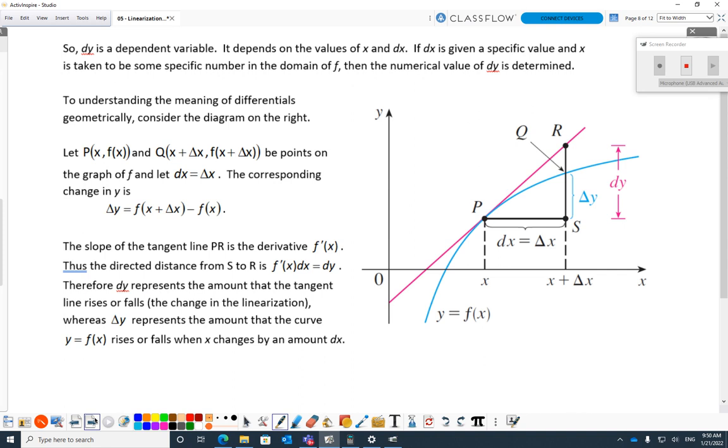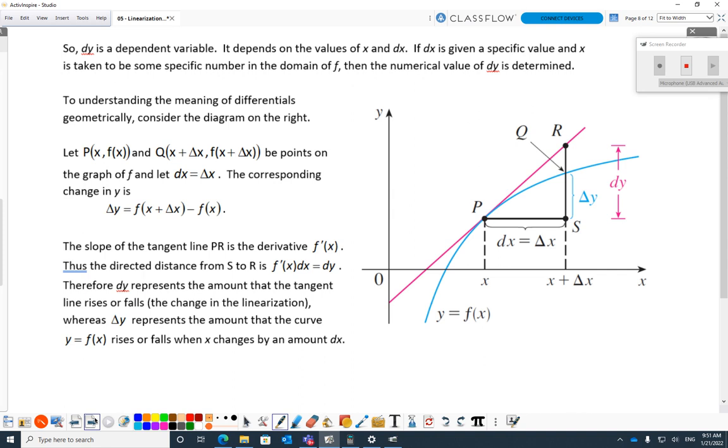I don't think we need too much of that technical explanation. I wanted to bring it out there so that you can see where these things technically come from. And I wanted to mention that dy is the change in the tangent, whereas delta y was the change in the curve. Sort of like instantaneous rate, average rate.